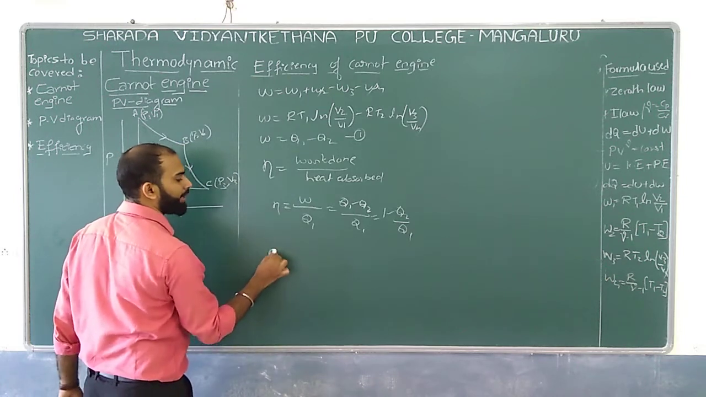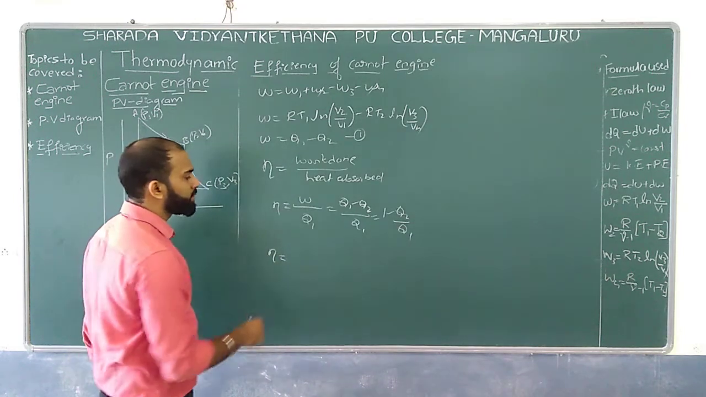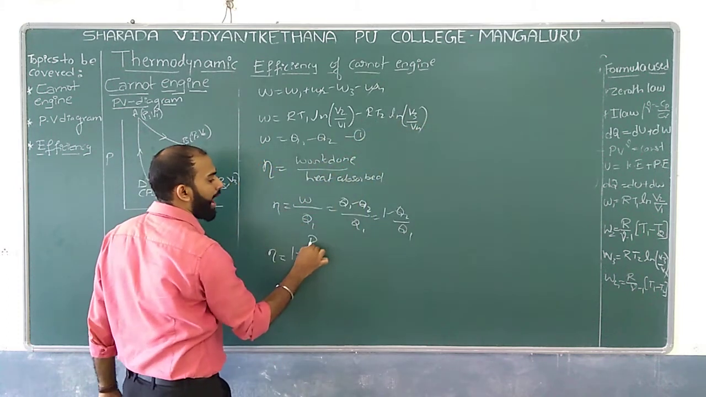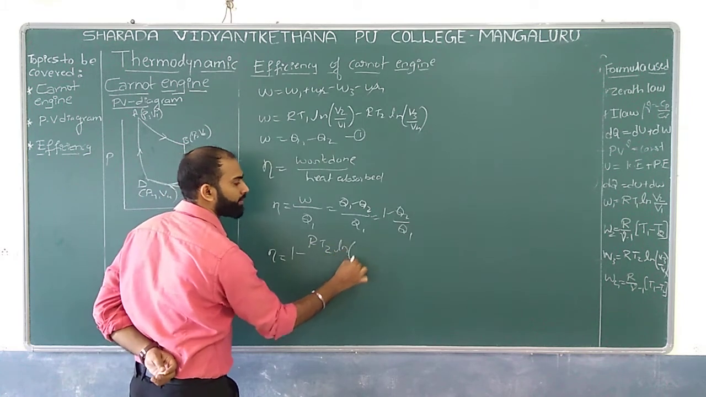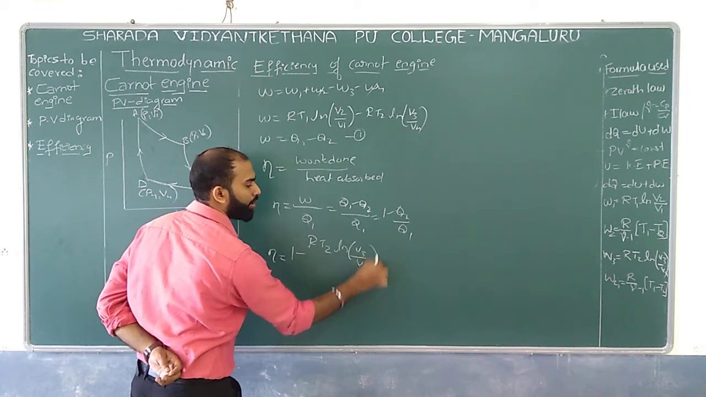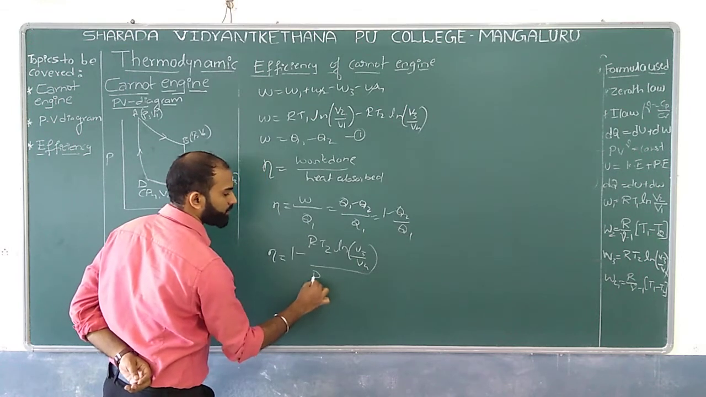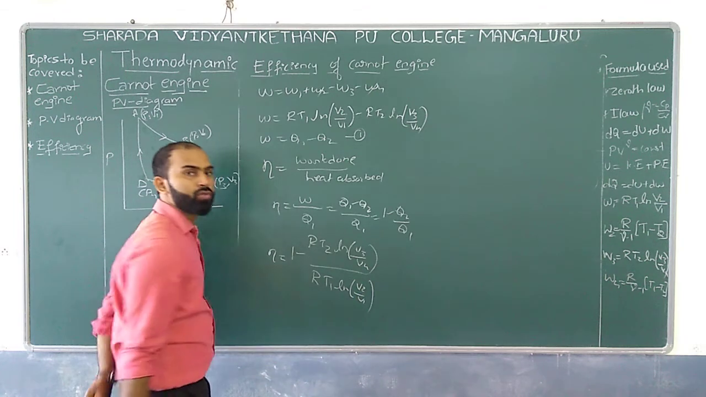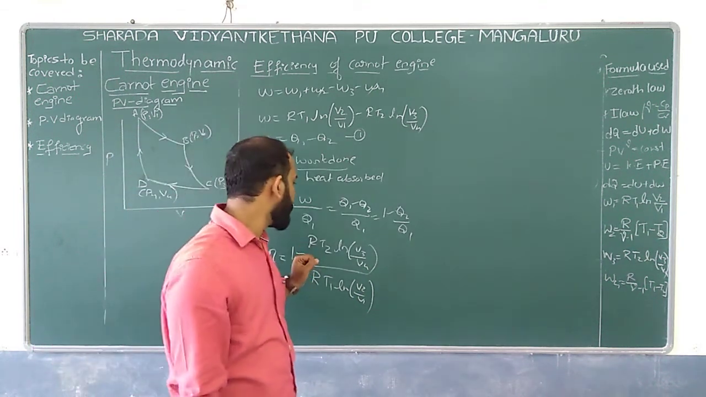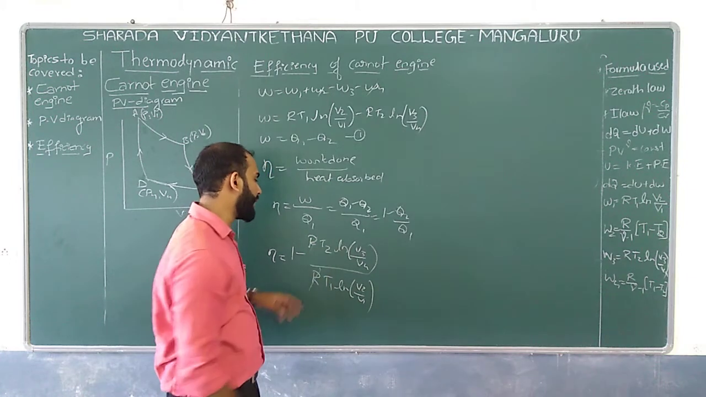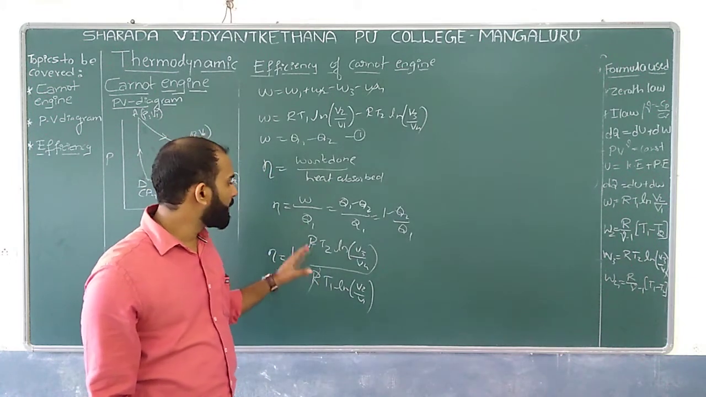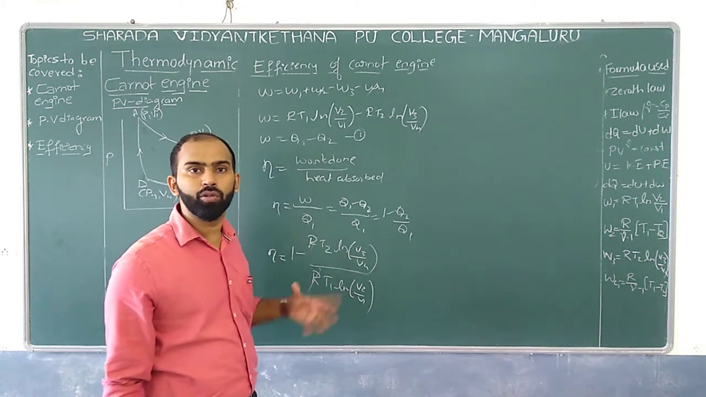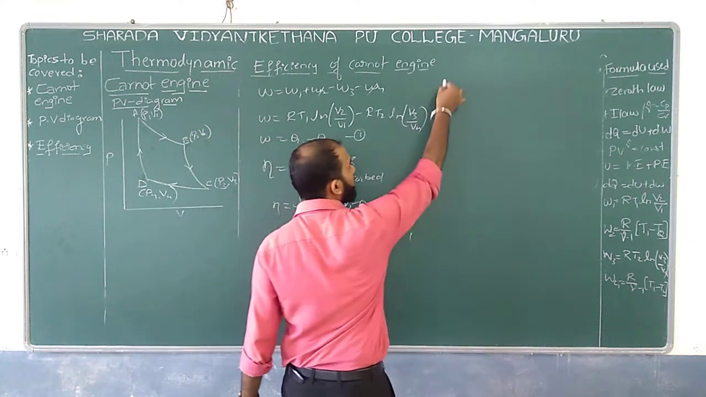Now this is eta, where eta is equal to 1 minus Q2, which can be replaced by R T2 ln of V3 by V4, divided by R T1 ln of V2 by V1. So this is what exactly we have over here. Now R will get cancelled, what is remaining? T2 by T1. Now the job is to make these two terms equal so that they get cancelled out.